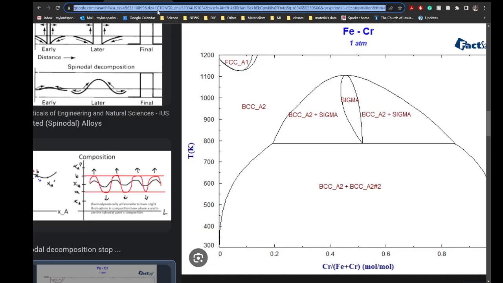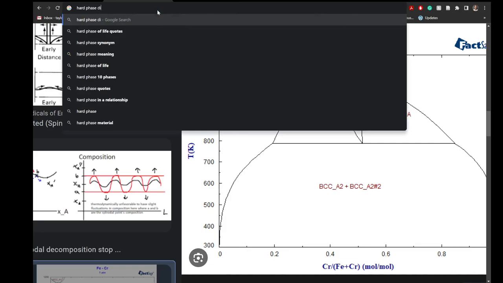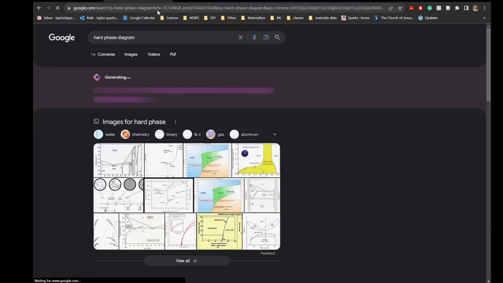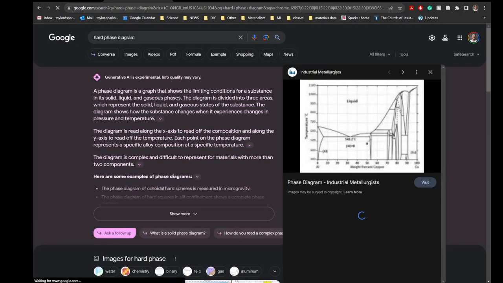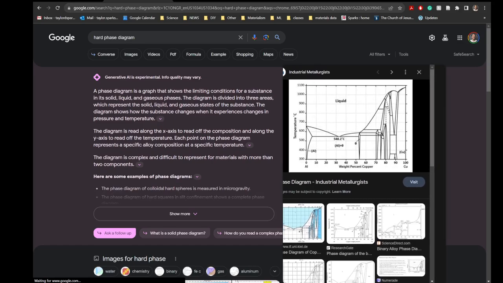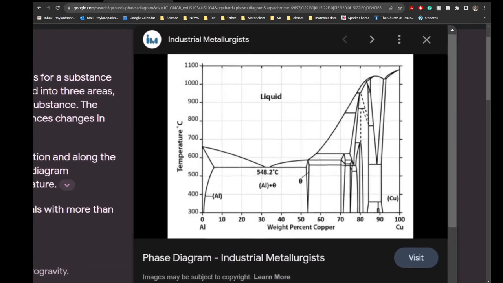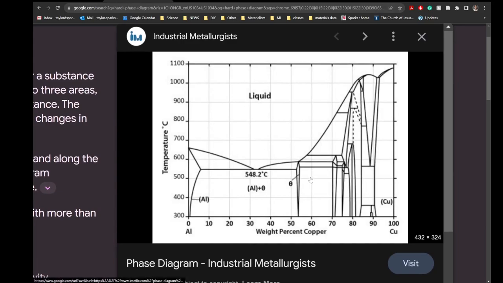Let's do a nasty phase diagram. What happens if I type in hard phase diagram? So whatever this guy is. This is between aluminum and copper. So we already did the first one. We did the theta phase, actually the first one we did. What about, man, what is going on over there?